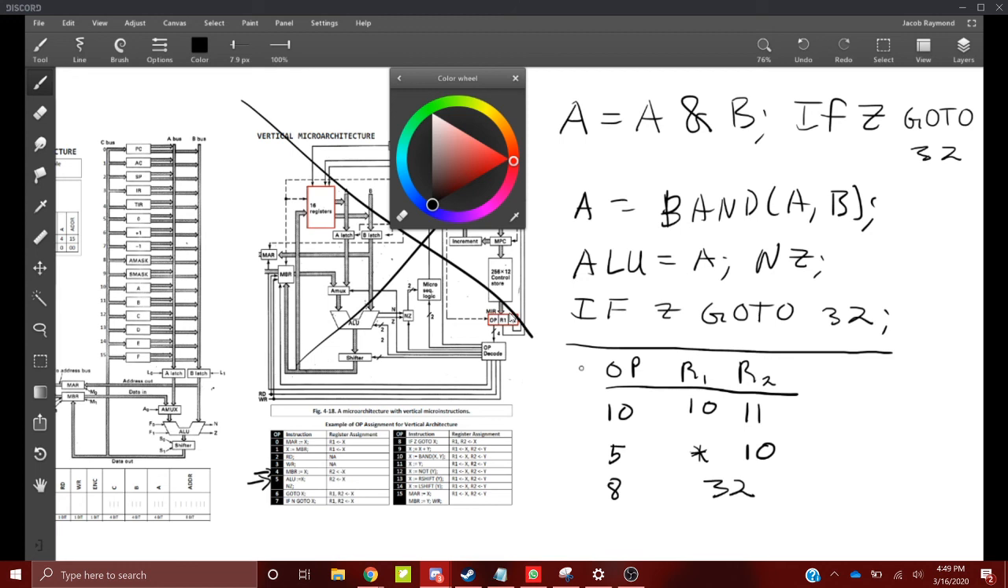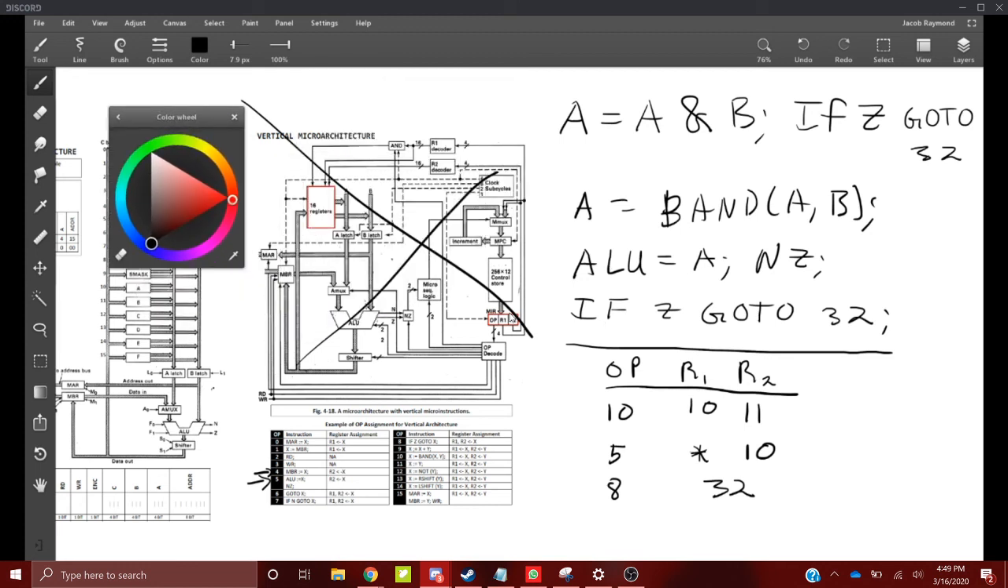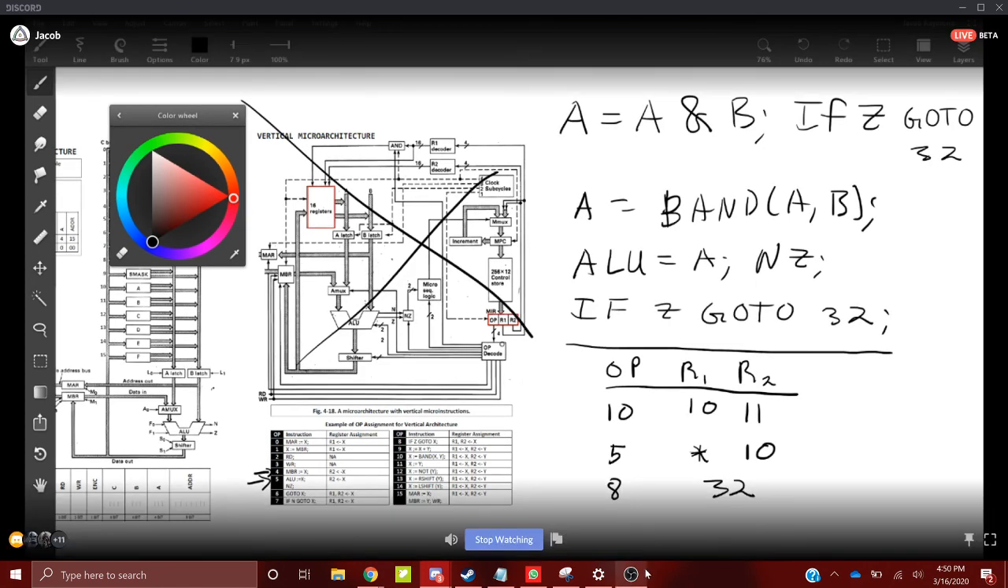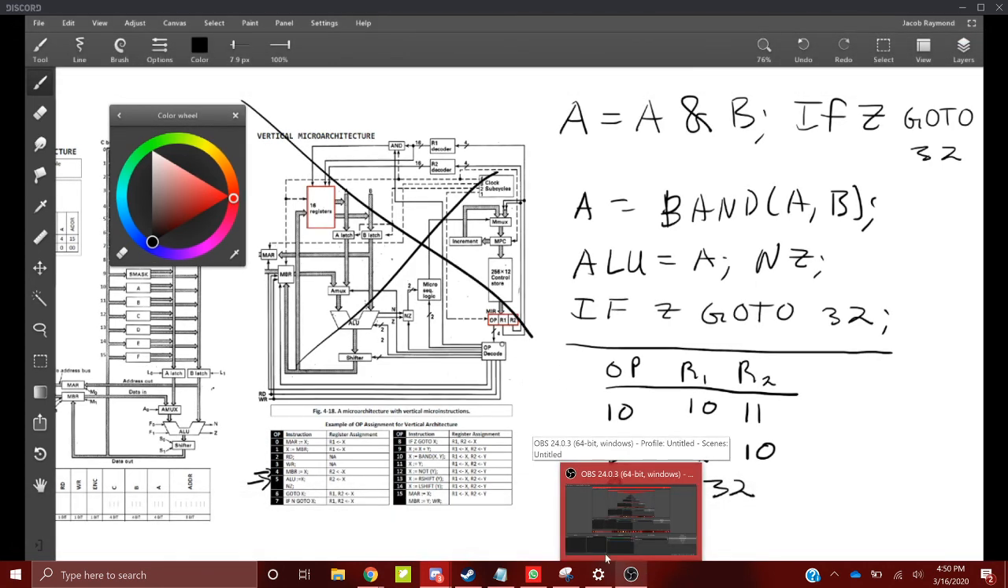Any other questions? All right. Well, that's pretty much it. If you understood that, that's about the entirety of what you need to know for this.